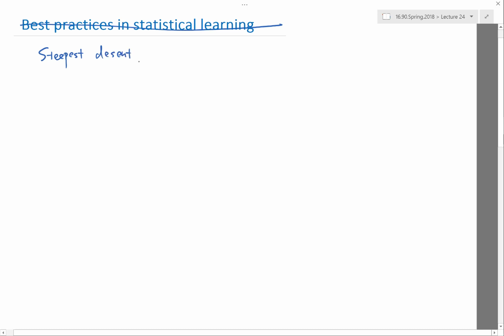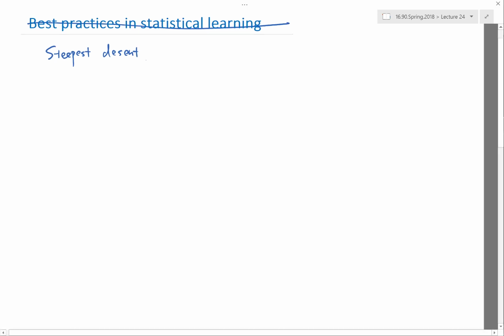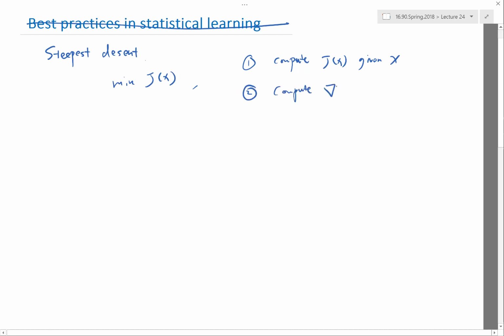Okay, so steepest descent is really following. If I'm minimizing J of x, and I have two subroutines available to me: one is to compute J of x given x, and two is to compute the gradient of J at x given x. Then I can do steepest descent. I don't need to know any other aspect of J. I just need these two functions that compute J of x and the gradient of J of x.